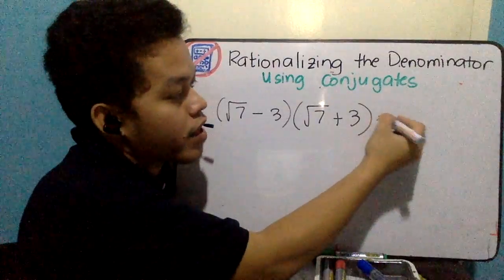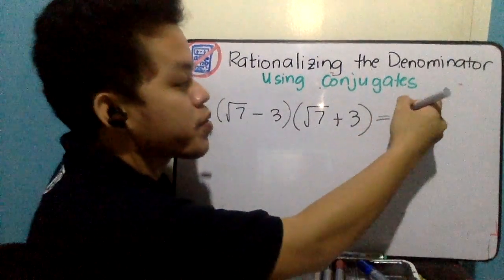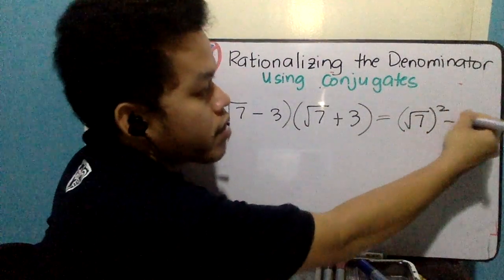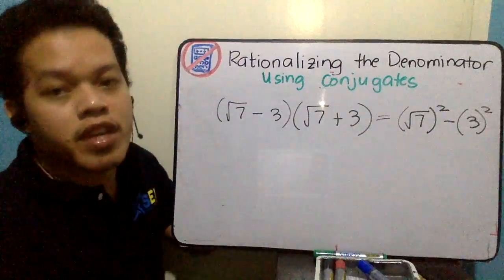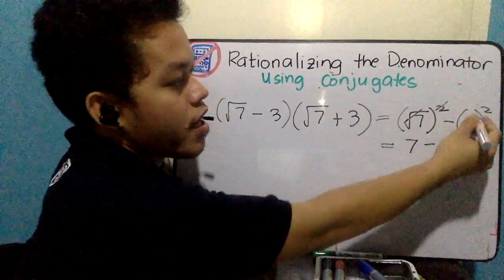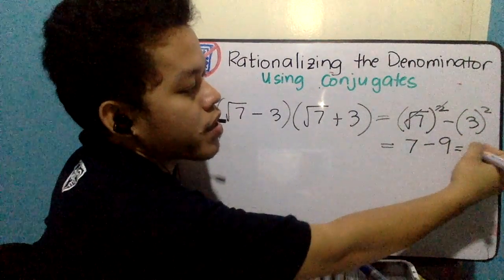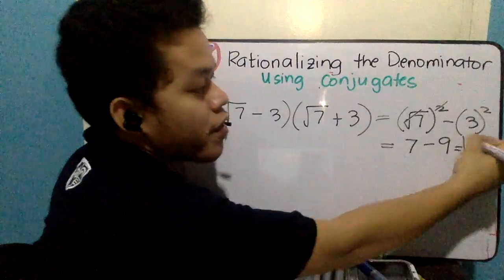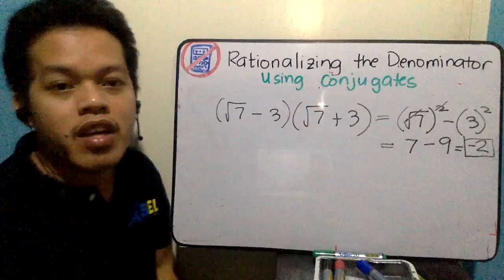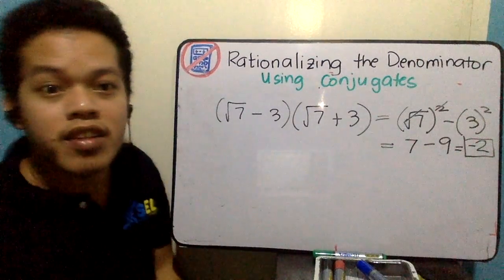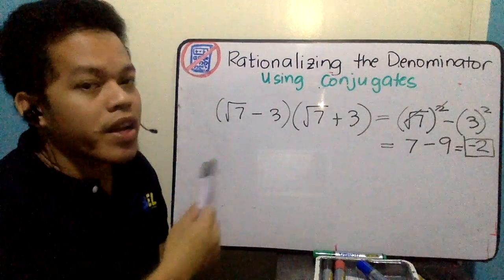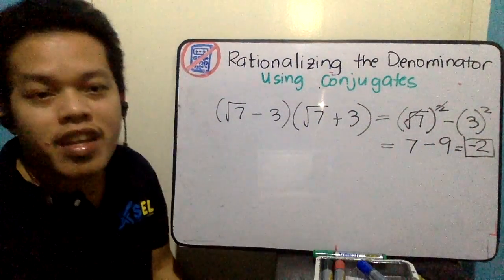So you can apply the idea of difference of two squares, giving you the square root of 7 quantity squared minus the square of 3. You can cancel the square and the radical, which gives you 7, and 3 squared is equal to 9. So that will give you negative 2. Observe that I have gotten a negative answer here. Just remember that negative 2 is still a rational number. So the beauty of multiplying conjugates in radical expressions is that you will always arrive at an integer.